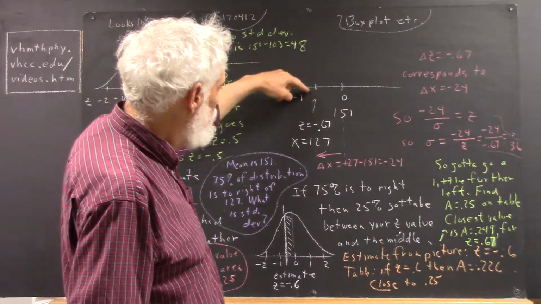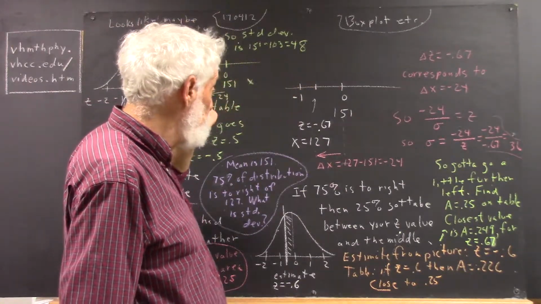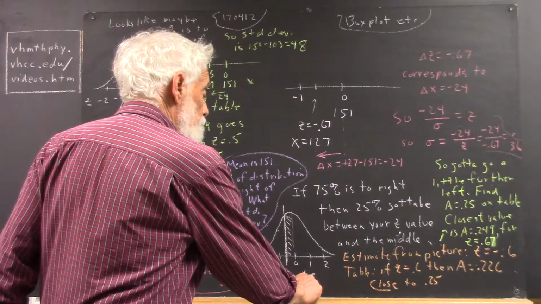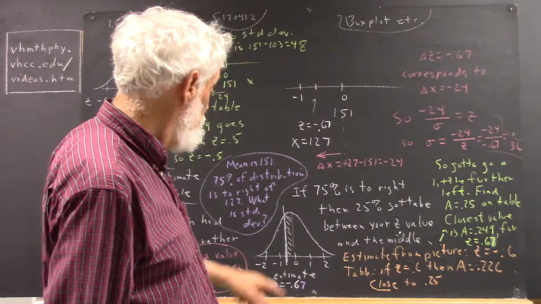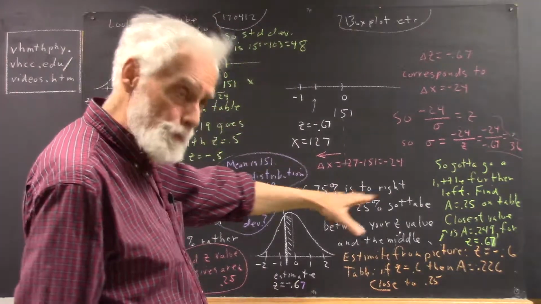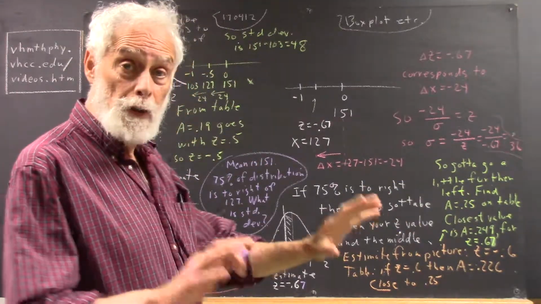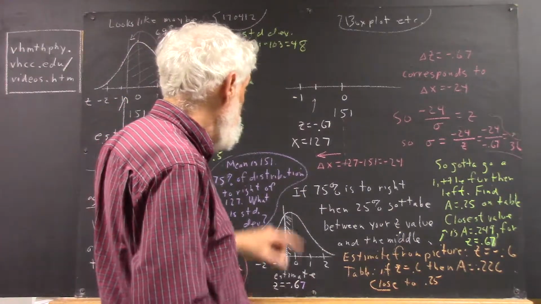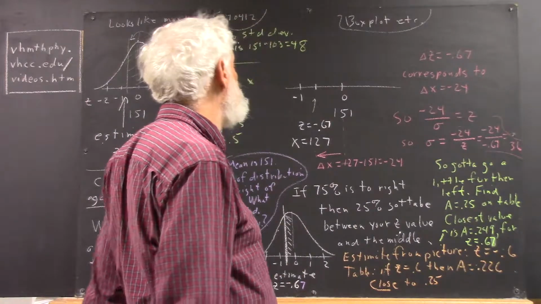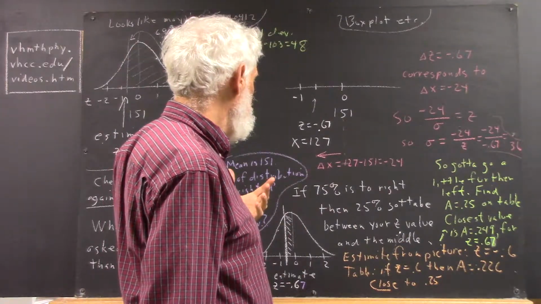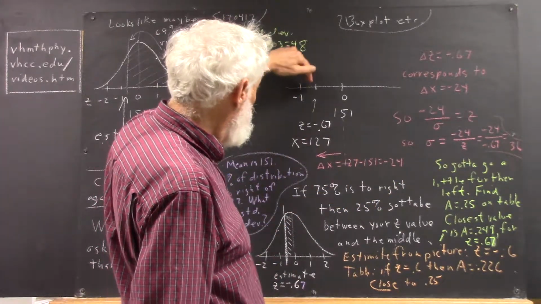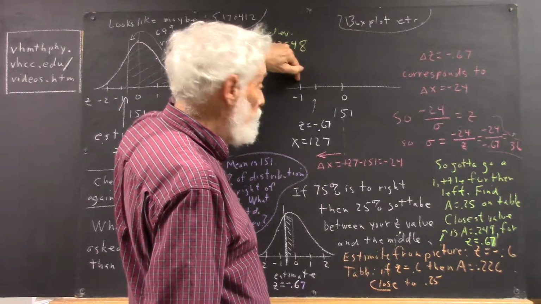So we know that z equals negative 0.67 is what we want to find. So z equals negative 0.67, now modifying our estimate. 75% lies to the right, or very close to 75%, close enough for our purposes. Now if x equals 127 when z equals negative 0.67, then what is the standard deviation?